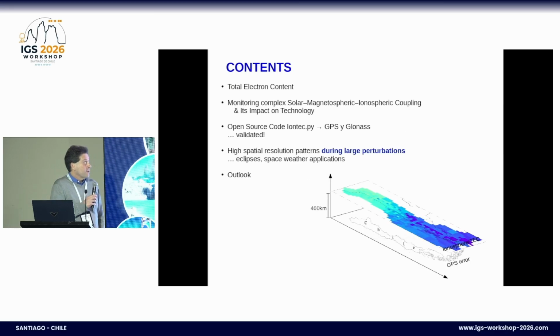So what I'm going to be talking to you about is total electron content. I'm going to be using it to monitor complex solar, magnetospheric, ionospheric dynamic coupling, particularly. I'm going to show you we have developed an open source code. You can actually install it in the standard way you install things in Python, that you can use for this.